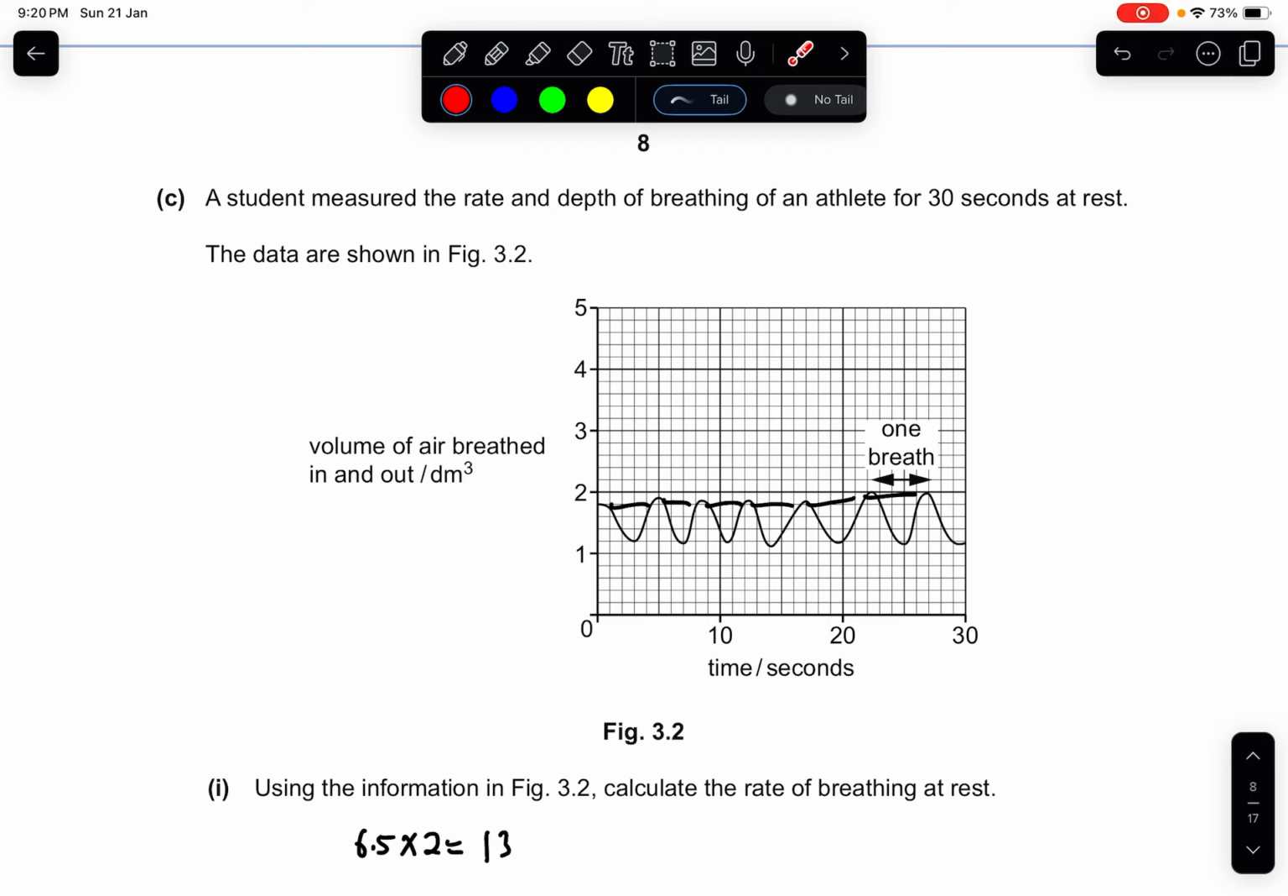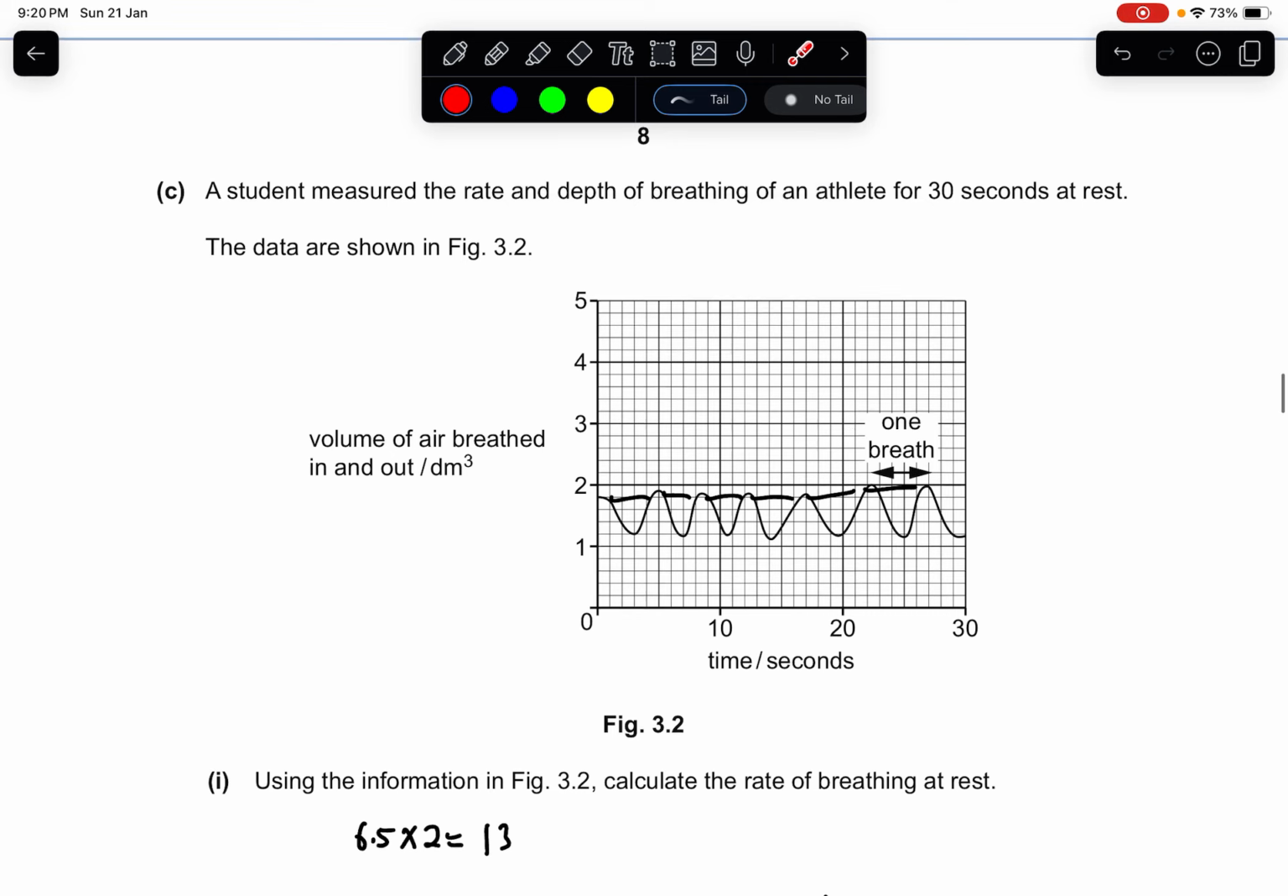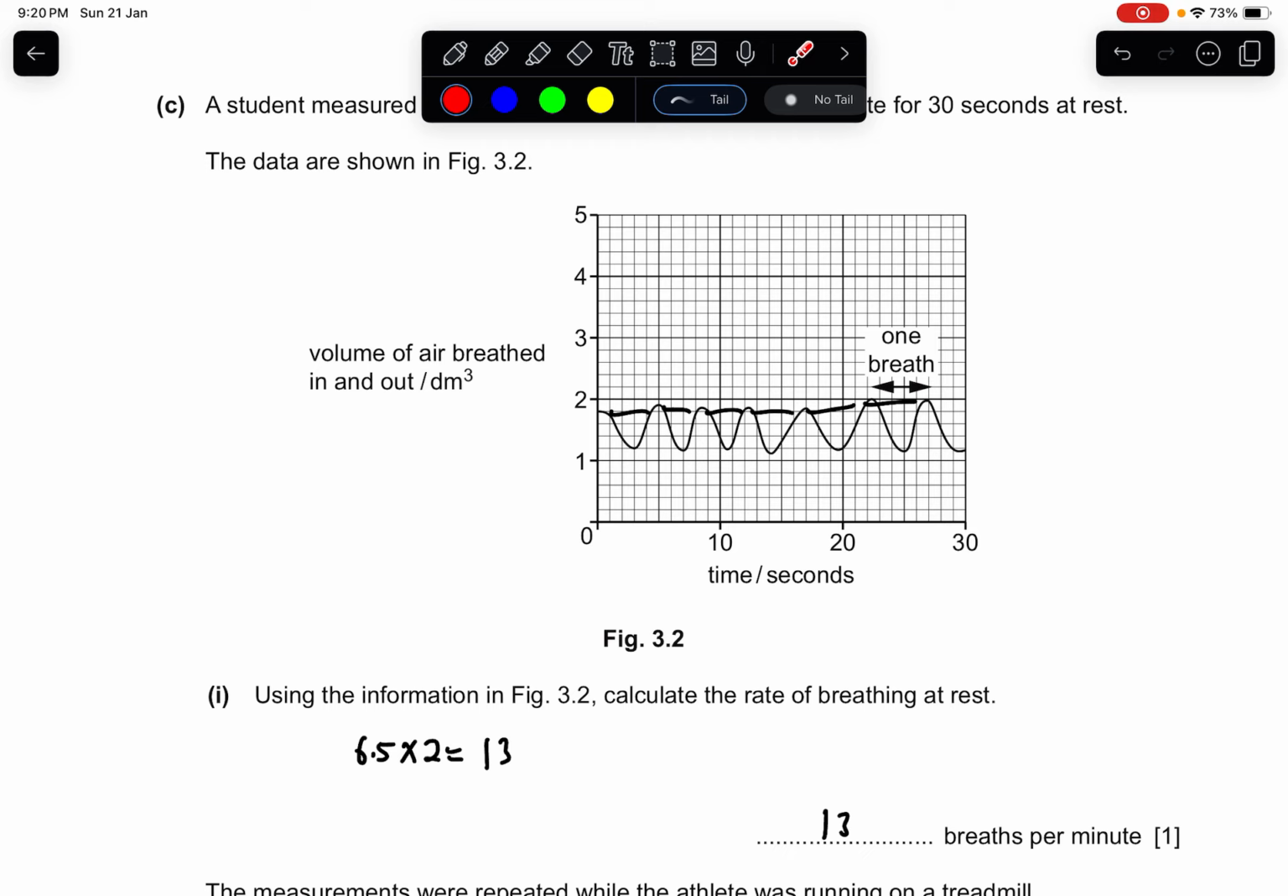Alright, C. A student measured the rate and depth of breathing of an athlete for 30 seconds at rest. The data shown in figure 3.2 shows the volume of air breathed in and out in dm³ against time in seconds. Part 1 says, using the information in figure 3.2, calculate the rate of breathing at rest. So it's told you that one breath is between this and this. Calculate the rate of breathing at rest per minute.